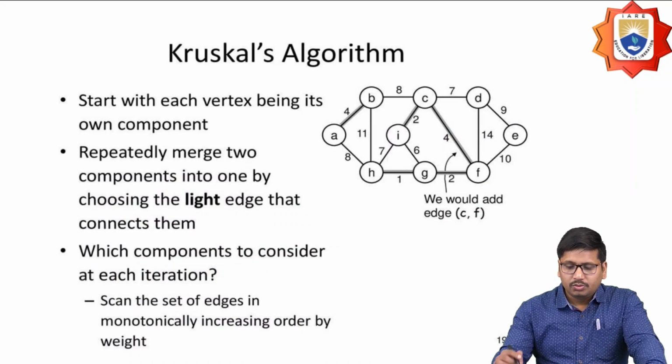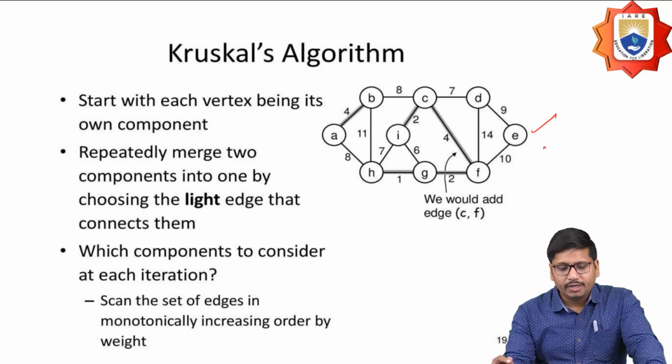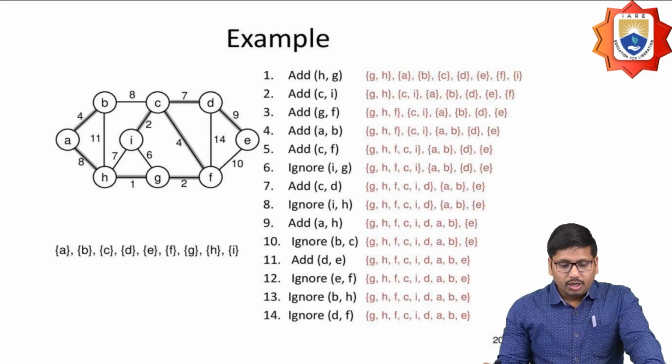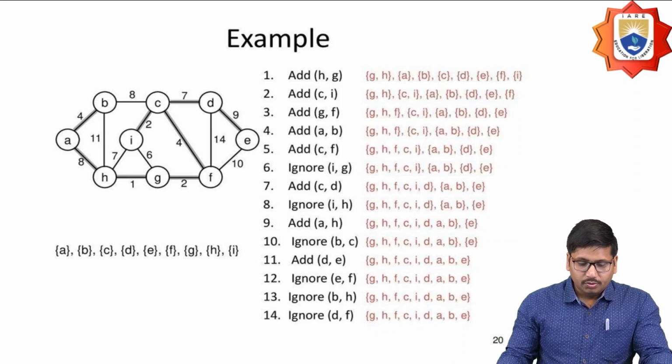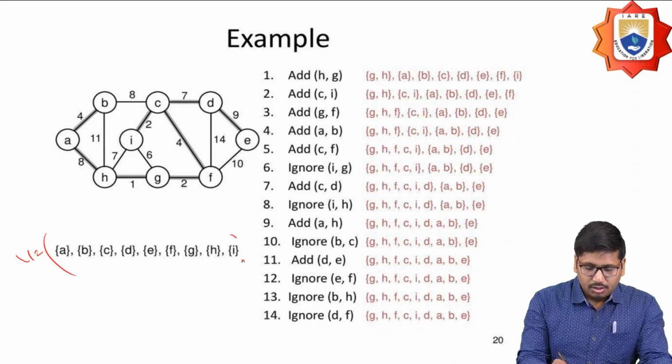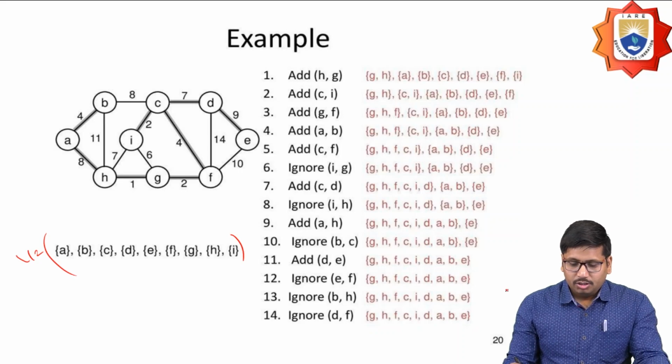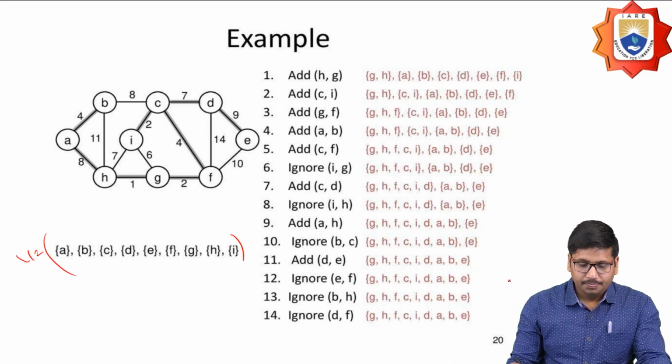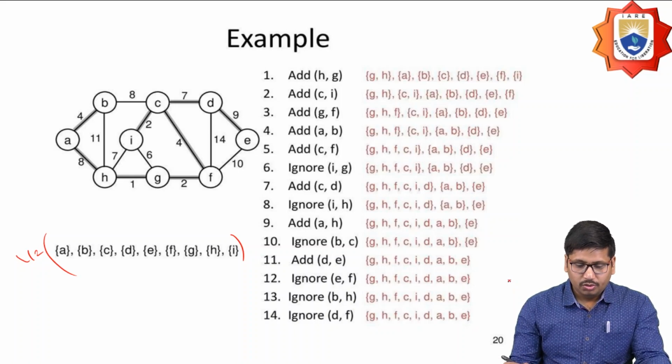In the given graph, start with each vertex as its own component, and then repeatedly merge two components into one, choosing the lightweight edge that connects them, and the components are going to be considered at each iteration. So here the vertices will be these, and next I'm going to sort all the edges in increasing order of weight.